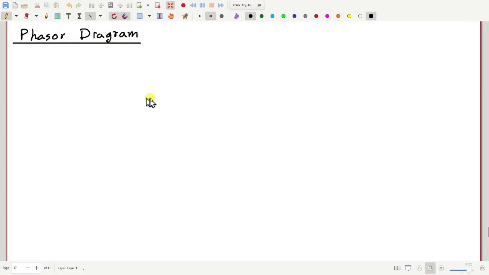Before we draw the phasor diagram, before that, let us draw the equivalent circuit for a transformer. And you know that the equivalent circuit can be drawn in different ways. I mean, there are different equivalent circuits which are approximately equivalent to each other.